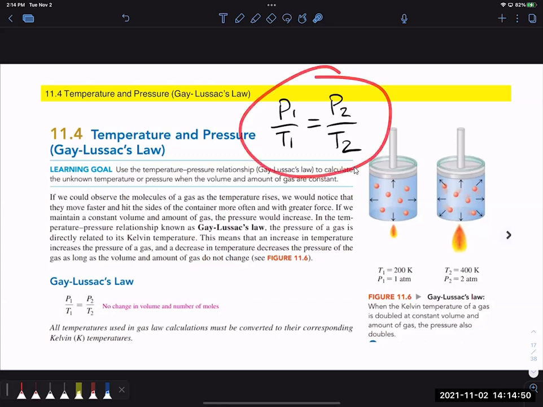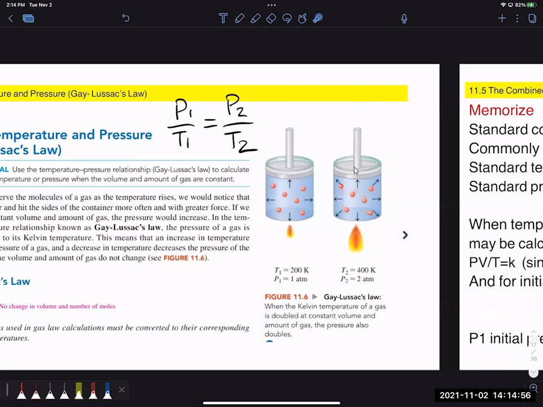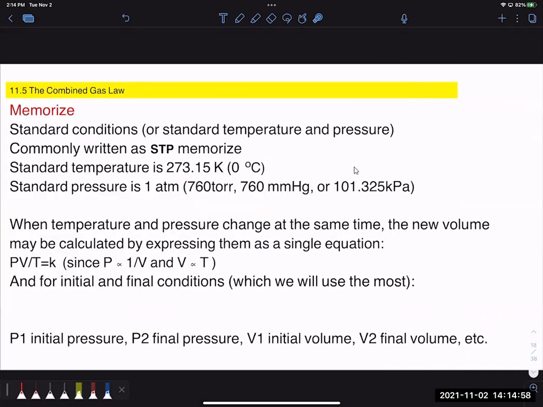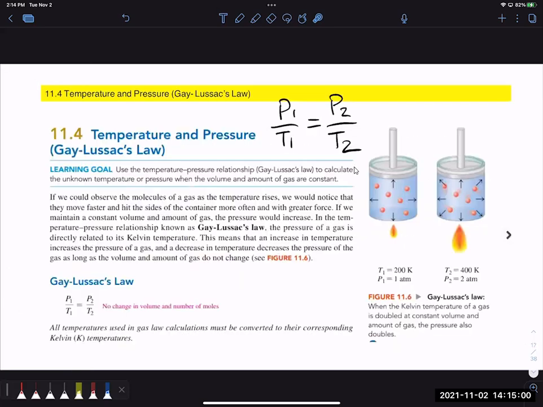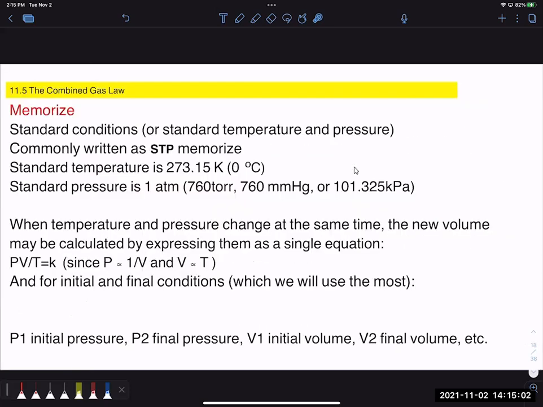Okay, so Gay-Lussac's law, relationship between pressure and temperature. Then we jump straight into the combined gas law. So this is definitely something to memorize. Standard temperature and pressure, STP, is 273.15 Kelvin, not degrees Kelvin, just Kelvin, and 1 atmosphere.